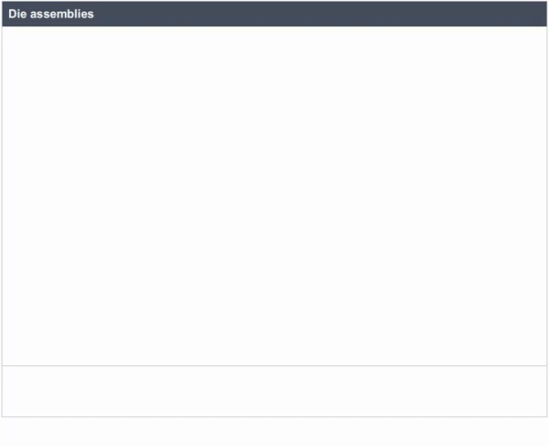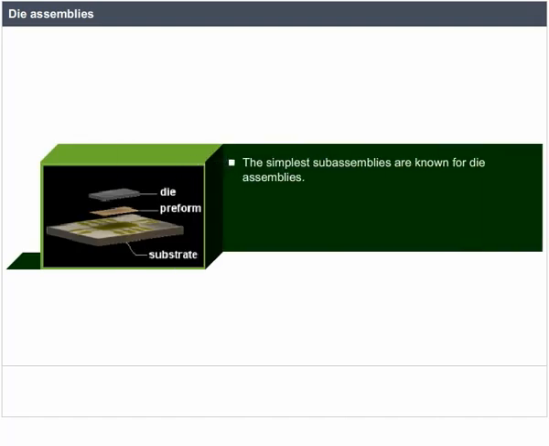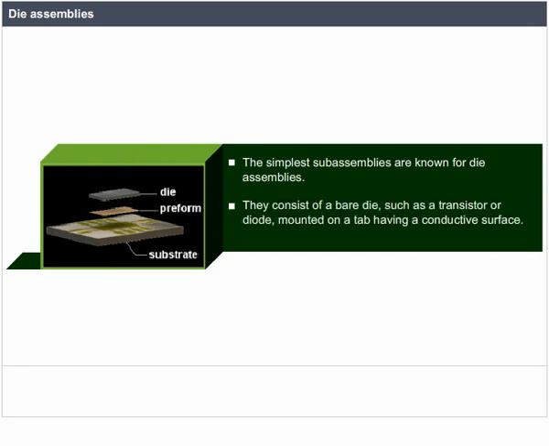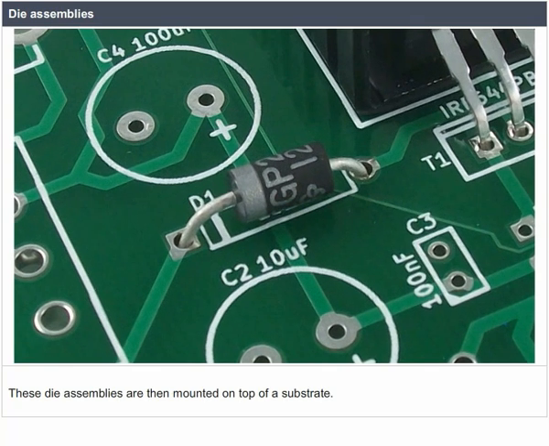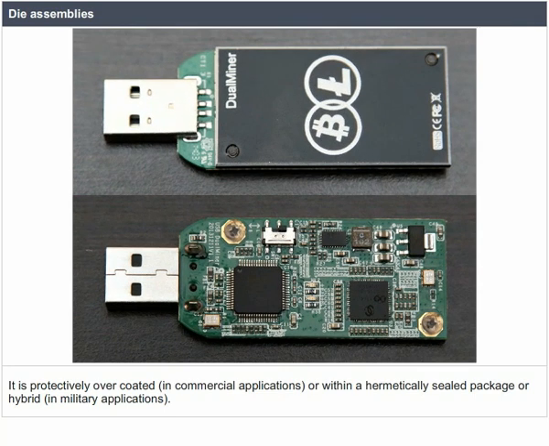Die assemblies. The simplest sub-assemblies are known as die assemblies. They consist of a bare die, such as a transistor or diode, mounted on a tab having a conductive surface. These die assemblies are then mounted on top of a substrate. It is protectively overcoated in commercial applications or placed within a hermetically sealed package or hybrid in military applications.